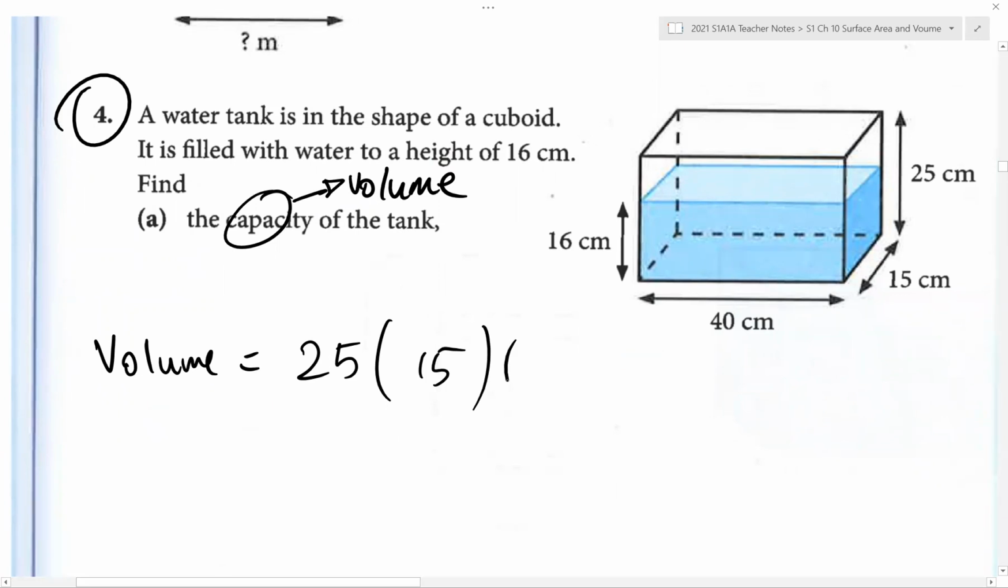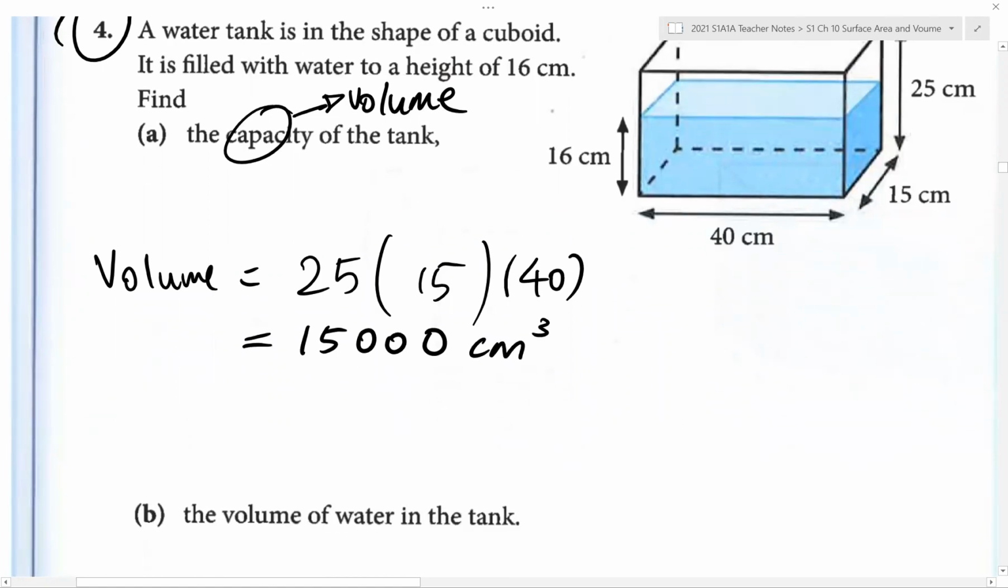Times. Times what? Times 15 again, huh? Do you change your mind? 40? Okay, correct. So this is the capacity of the tank, which is otherwise known as the volume. That gives us 15,000. So 15,000 cubic centimeters.